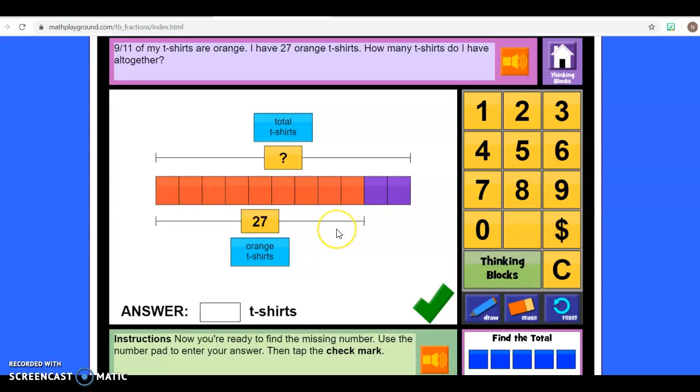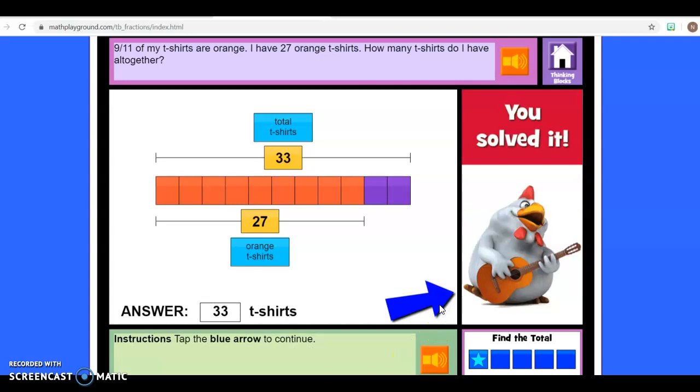Okay, this is a little bit trickier. So if 27 is 9 parts, I guess I didn't figure this one out. So that means each box is 3. So that's 3, 6. So the total number of t-shirts is 6 plus 27, which is 33. I think that's right. I didn't do this one actually. Oh, good, I got it right.